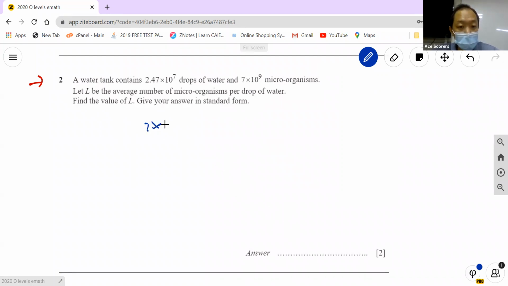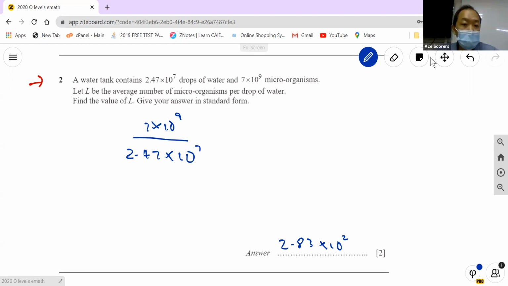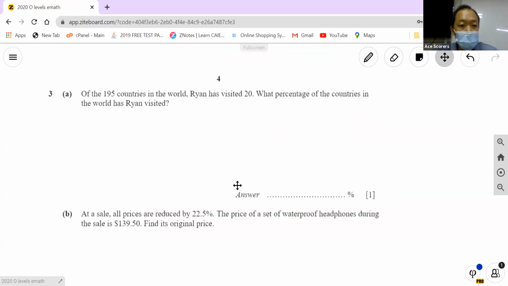So it's 7 times 10 to the power 9 divided by 2.47 times 10 to the power 7. This divided by this, we get 2.83 times 10 to the power 2. Okay, next. It's a calculator question, so not that bad.